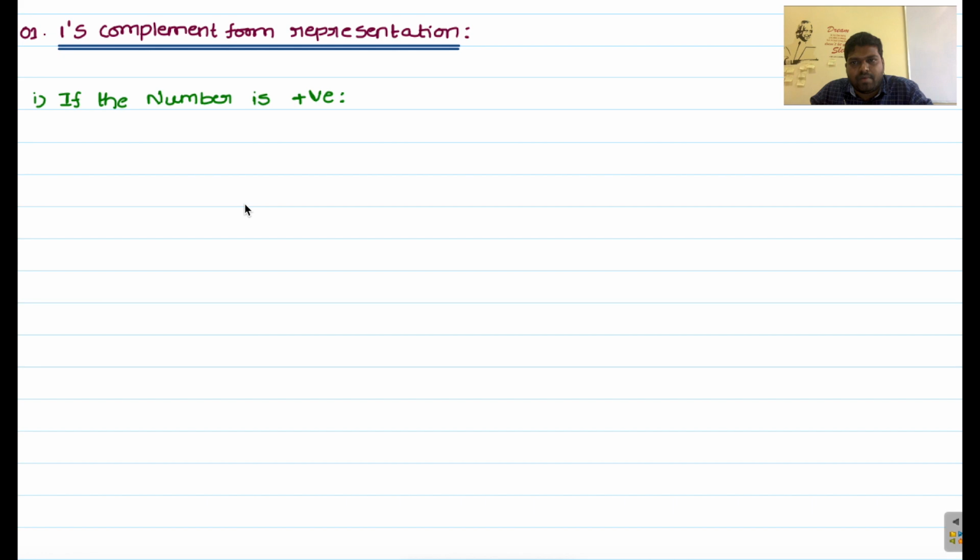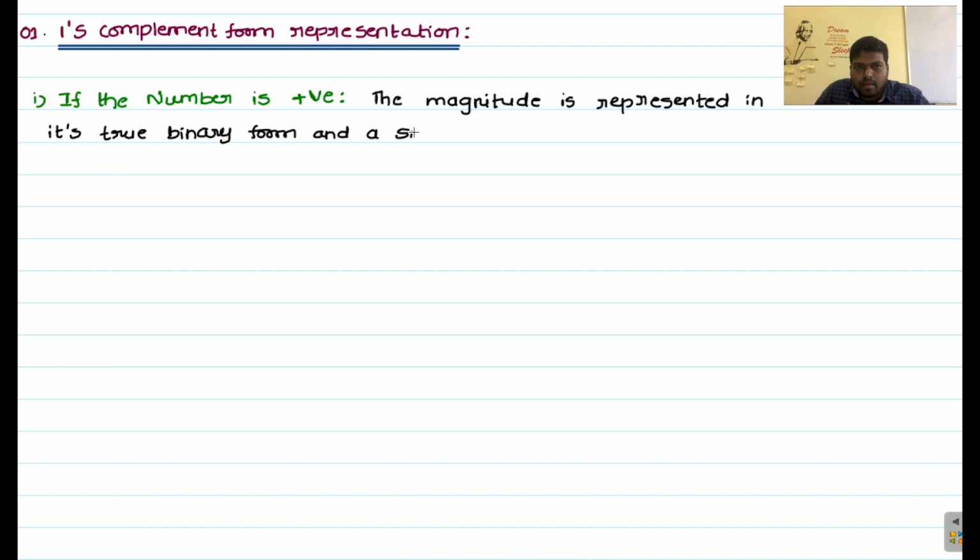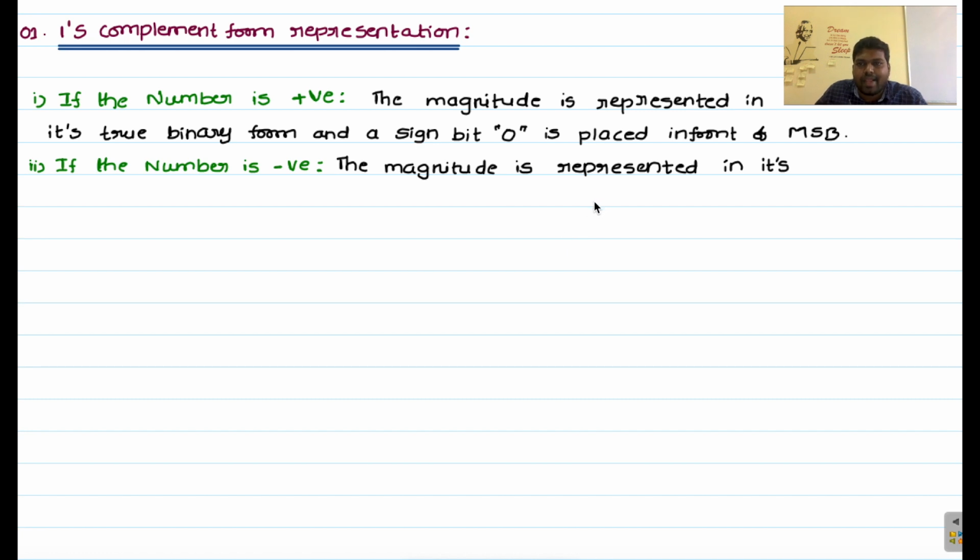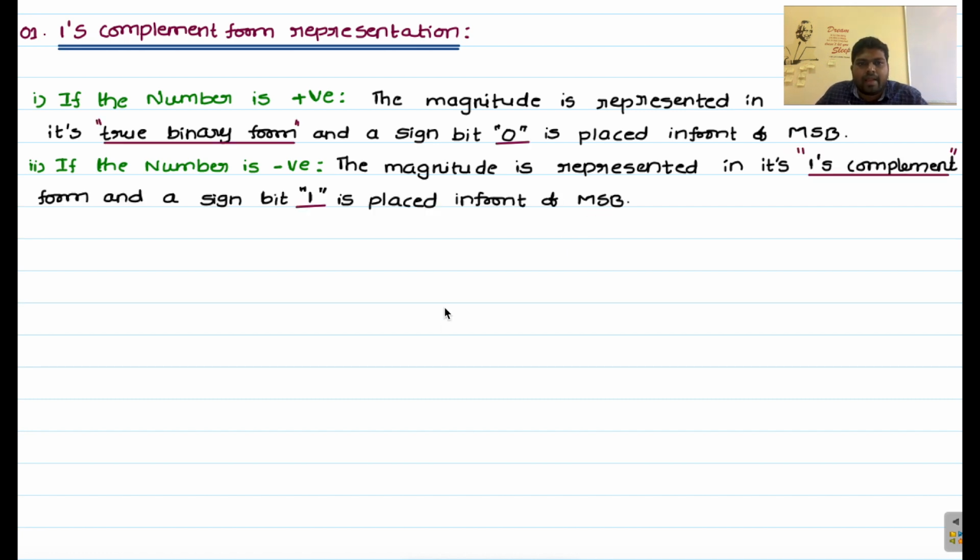First, if the number is positive, the magnitude is represented in its true binary form and a sign bit 0 is placed in front of the most significant bit. And in the same way, if the number is negative, the magnitude is represented in its ones complement form and a sign bit 1 is placed in front of the most significant bit.